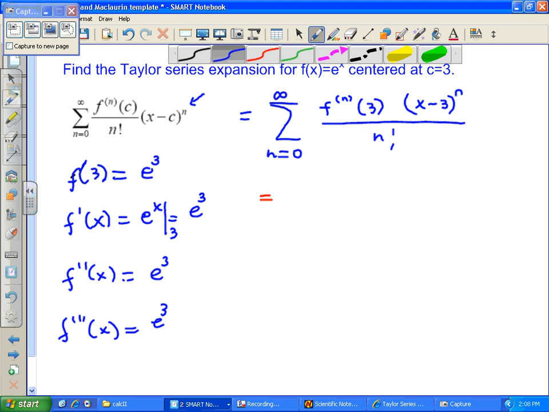But instead of 1, we have e cubed, right? Because f of 3 was e cubed. So the 0th derivative is the function f of 3. Let's write it if you like. f of 3 times x minus 3 to the 0th power divided by 0 factorial. The second one will be f prime of 3 times x minus 3 to the 1st power divided by 1 factorial, and so forth. So what will my first term be this time?